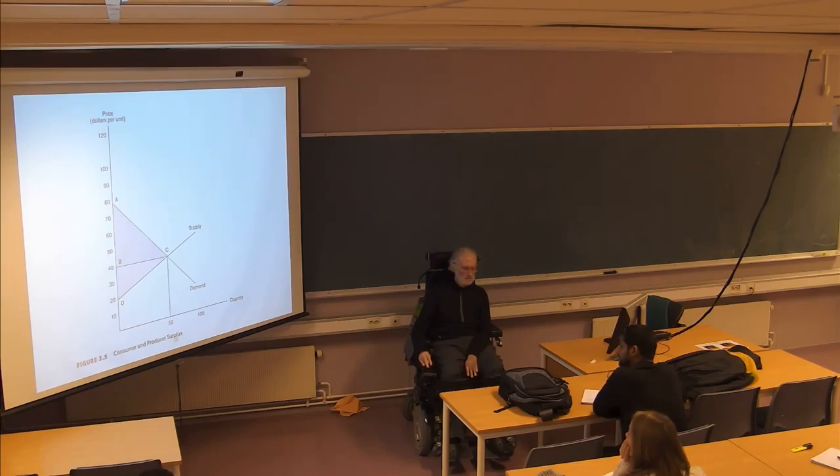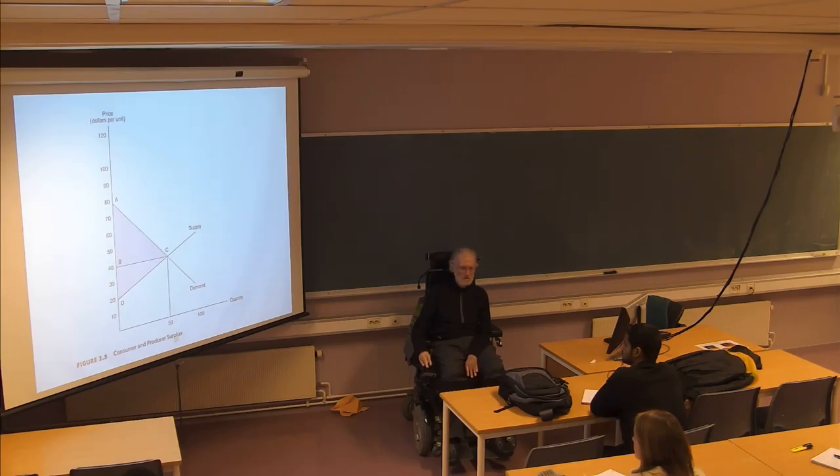What is meant by consumer surplus? That is the triangle ABC. If we have a supply curve, the marginal cost curve, and demand curve, and market equilibrium in point C, then the triangle ABC is consumer surplus, and that is what the consumers are willing to pay in addition to what they actually pay. They pay 40, and the consumer surplus here is 80 minus 40 multiplied by 50 divided by 2, and you will see that that is around 1000.